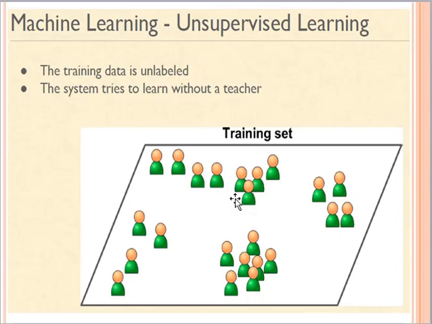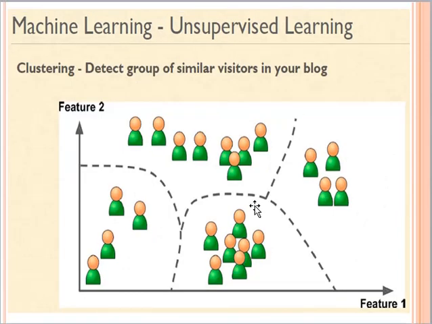each individual can have its own attributes, properties, characteristics, right? And our unsupervised learning algorithm will try to figure out which individuals have similar attributes or similar characteristics, and on the basis of those similar attributes it will basically form clusters or groups of them, as you can see in this figure. So in clustering, we are basically trying to detect groups of similar visitors in your blog, right?